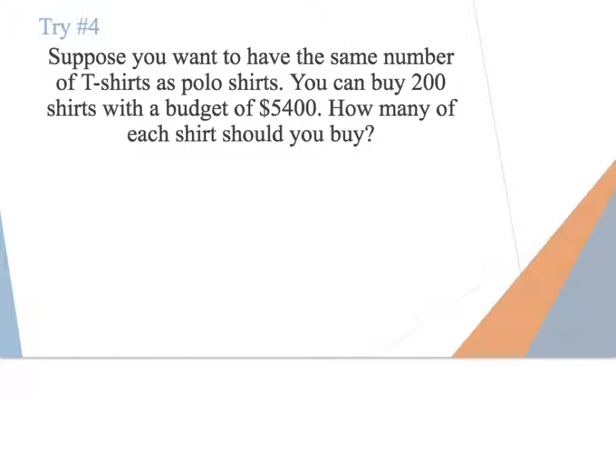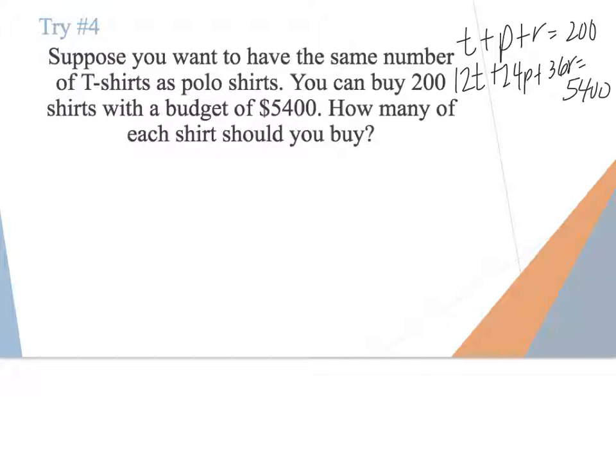So let's try that. So it's still t-shirts plus polo shirts plus rugby shirts is going to equal 200 total shirts. We have the cost equation is still the same. So that was 12 for t-shirts, 24 for polo, 36 for rugby. But this time we have less money to spend, so that's 5,400. And our final statement is saying that the t-shirts need to be the same as the polo shirts. Okay, and that makes it kind of easy for us because since we know that T is P, wherever we see a T in the first two equations, we're just going to put a P.